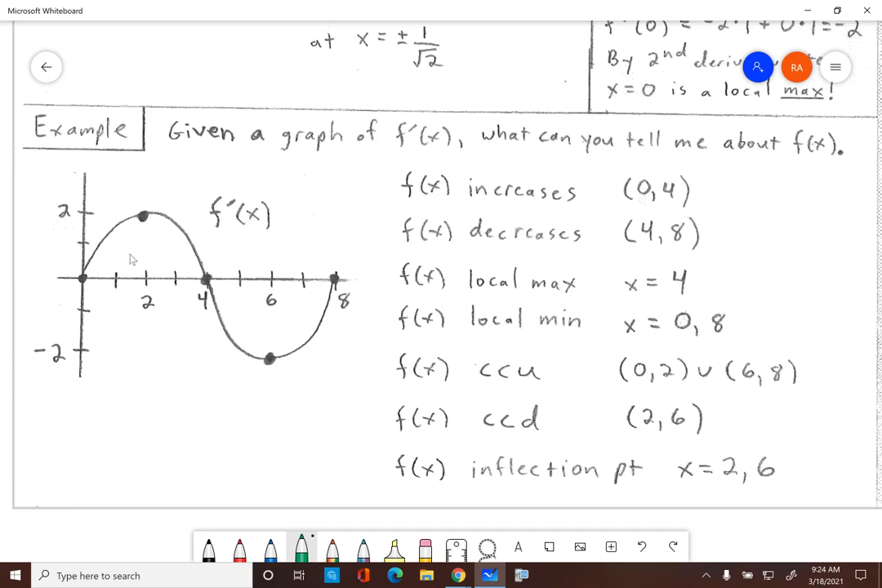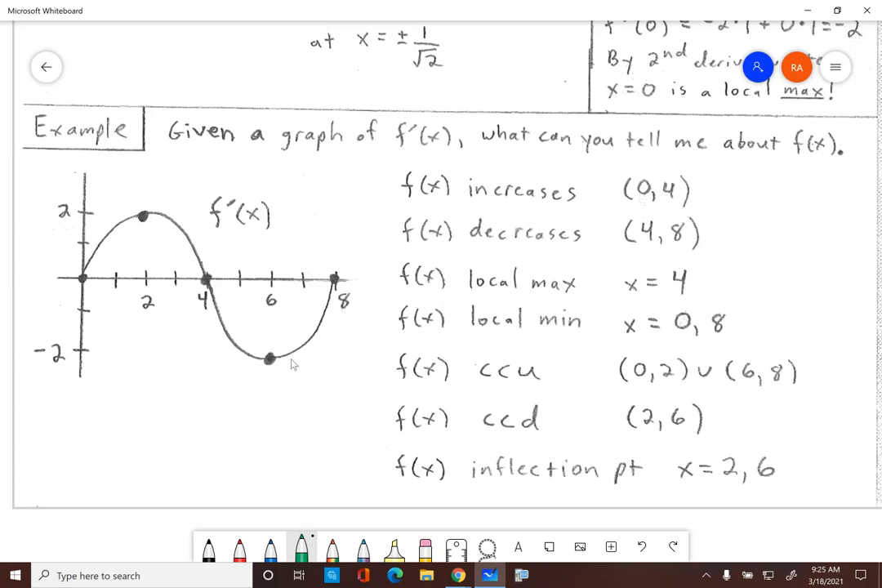And then if you notice, the derivative is increasing here, so the derivative of this graph will be positive. Well, the derivative of the derivative is the second derivative. So the second derivative is going to be positive from 0 to 2, which means the original function is concave up. And you can say the same thing from 6 to 8. The derivative graph is increasing from 6 to 8, which means its derivative would be positive. Its derivative is the second derivative. So since the second derivative is positive, the original function will be concave up.